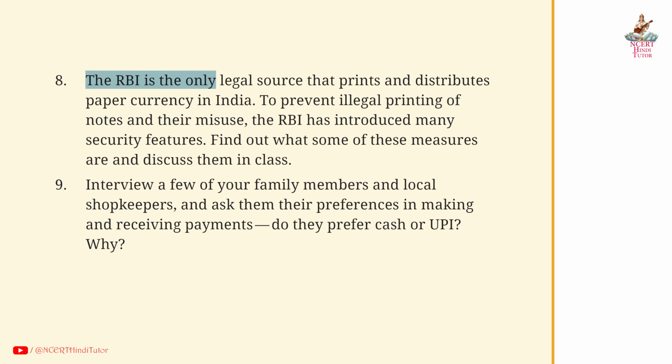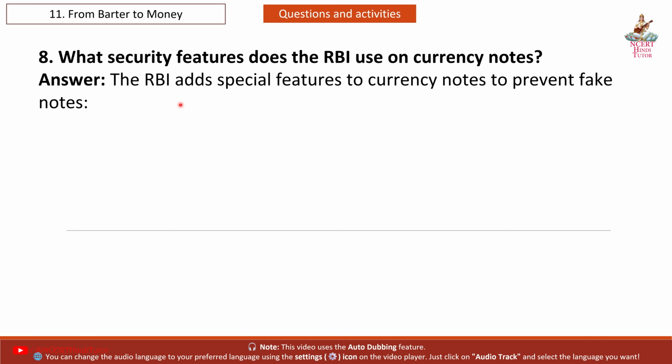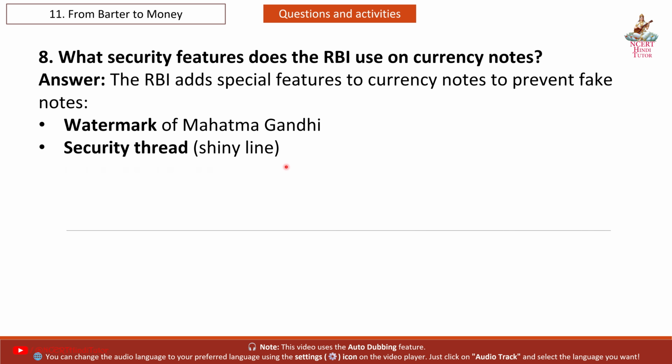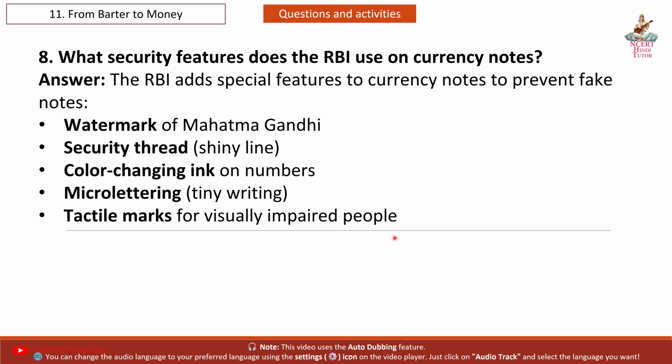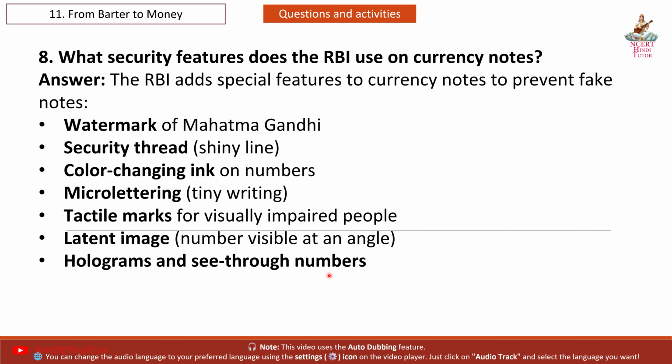Question 8. The RBI is the only legal source that prints and distributes paper currency in India. To prevent illegal printing of notes and their misuse, the RBI has introduced many security features. Find out what some of these measures are and discuss them in class. Answer. The RBI adds special features to currency notes to prevent fake notes. Watermark of Mahatma Gandhi, security thread, shiny line, color changing ink on numbers, micro lettering, tiny writing, tactile marks for visually impaired people, latent image, number visible at an angle, holograms and see-through numbers.